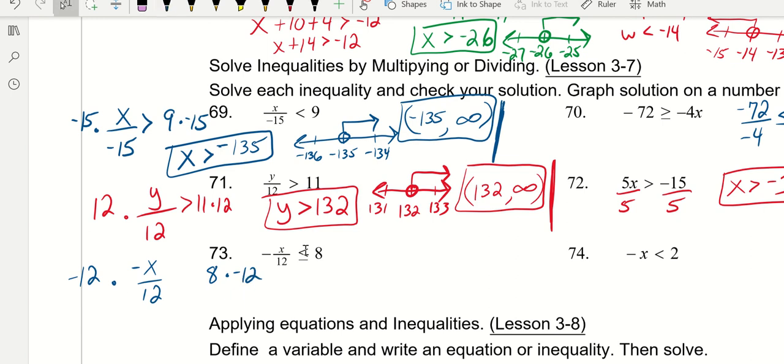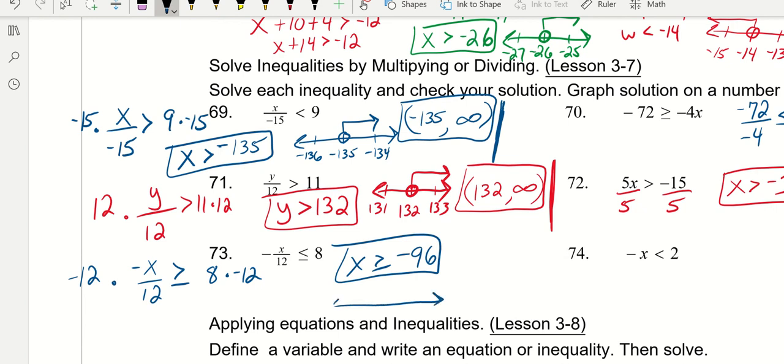It was less than or equal to. Now it's going to be greater than or equal to. So a negative multiplied by a negative is a positive. 12 divided by 12 is 1. We're left with x is greater than or equal to. A positive multiplied by a negative is a negative. 8 multiplied by 12 is 96. So x is greater than or equal to negative 96.